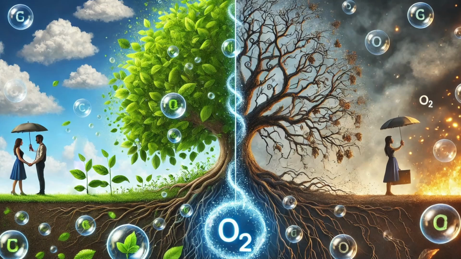On the left, you'll find a tree full of life. Its leaves are vibrant and green, its branches reaching out as if embracing the sky. This tree symbolizes a healthy relationship, one that's thriving because it's nourished by open, honest communication. Like the oxygen bubbles floating around it, communication feeds the relationship, helping it grow strong and resilient.